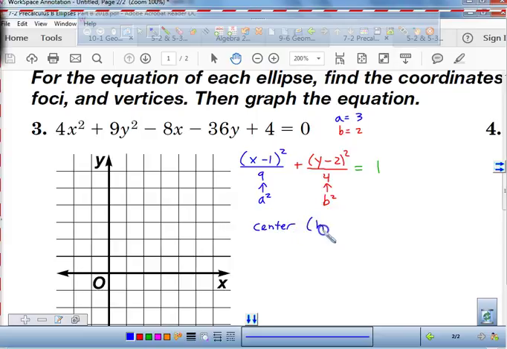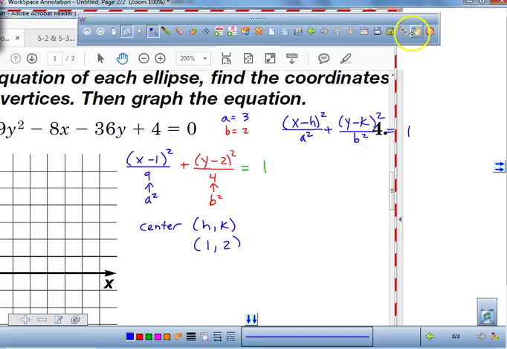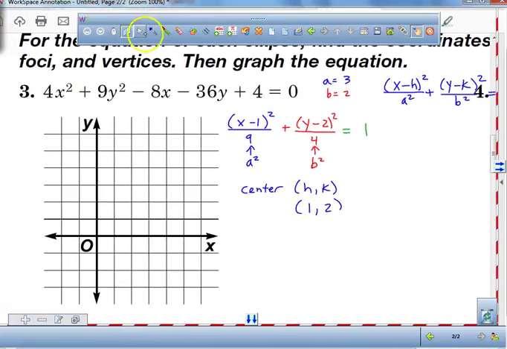So right now, the very first thing we're going to find is our center. Our center is the h and the k value. Over here, I'm going to write down our standard equation: (x minus h) squared over a squared plus (y minus k) squared over b squared equals 1. There you go. So right now, what is our h and our k value? 1 and 2, you're right. It's a 1 and a 2. Very good.